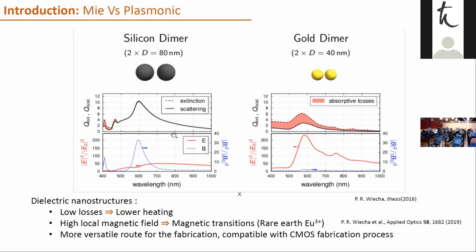The other main difference is that, as I told you, you can have a magnetic dipole with Mie resonances. So you can locally enhance the magnetic field. And this could be used to work with magnetic transitions, for example, in rare earths. So this is some work we've done on this type of structure. This is also a versatile route for fabrication because it's compatible with CMOS technology.